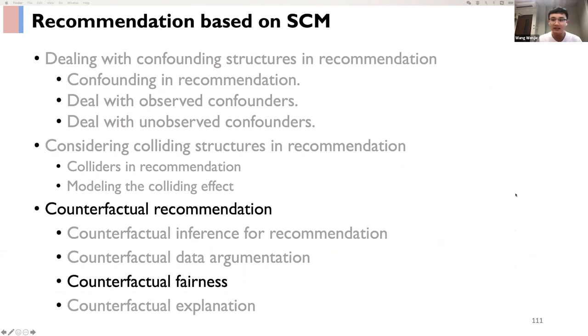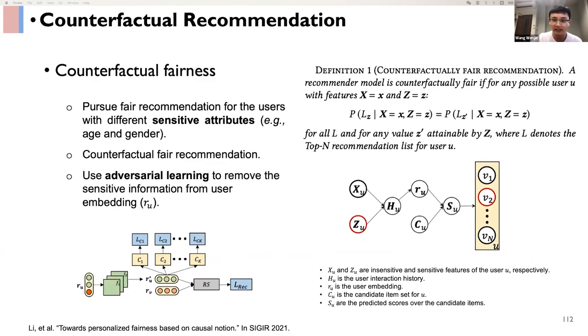The last two directions are more specific to the recommendation problems about debiasing or sequential recommendation, the traditional recommendation task. As to the last two directions, they are more focused on some fairness and explanation perspective. The first one, fairness.